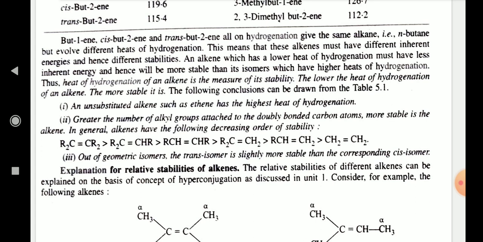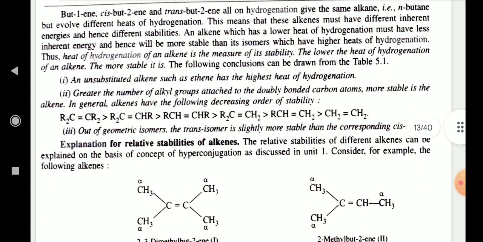This means that these alkenes must have different internal energies and hence different stabilities. An alkene which has a lower heat of hydrogenation must have less internal energy and hence will be more stable than its isomers which have higher heats of hydrogenation. Thus, heat of hydrogenation of an alkene is a measure of its stability. The lower the heat of hydrogenation of an alkene, the more will be its stability.